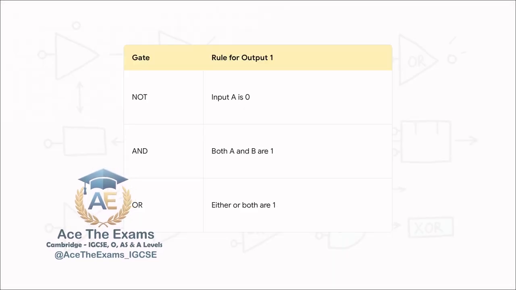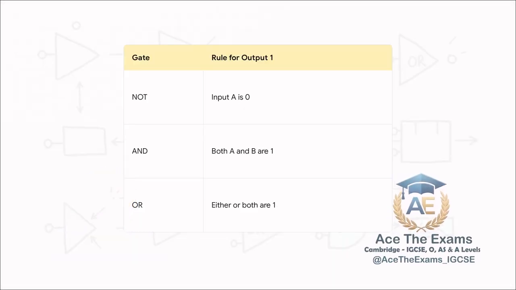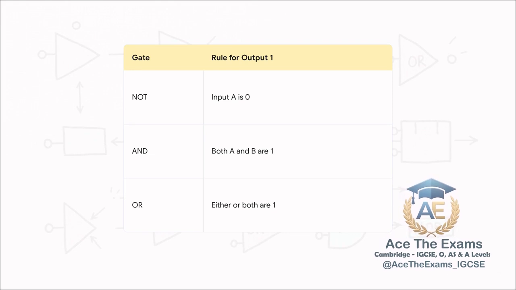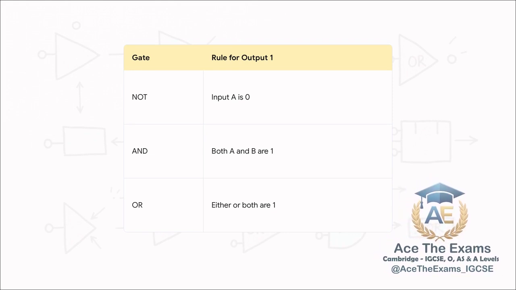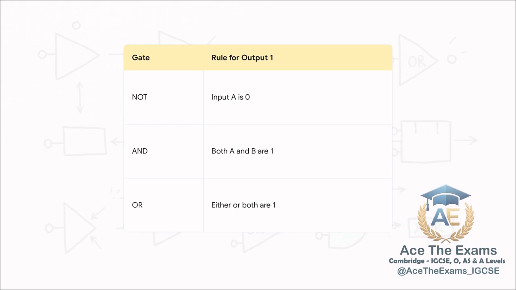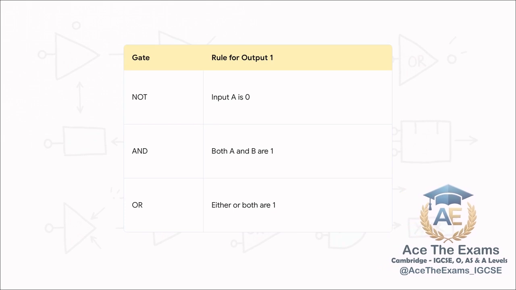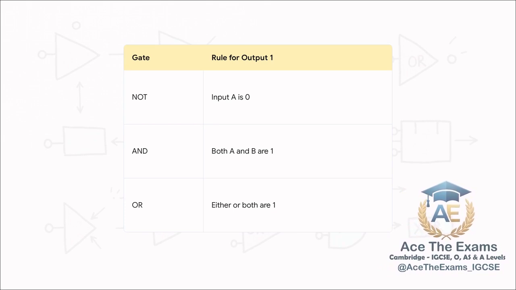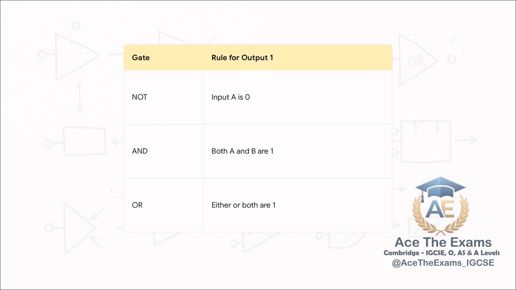Okay, we need to get completely fluent in the rules for our first three fundamental gates. And notice how distinctly different they are. Let's look at the NOT gate first. The rule here is super simple. It's a direct inversion. The output is a 1 only if the input, let's just call it input A, is 0. It literally just flips the signal.